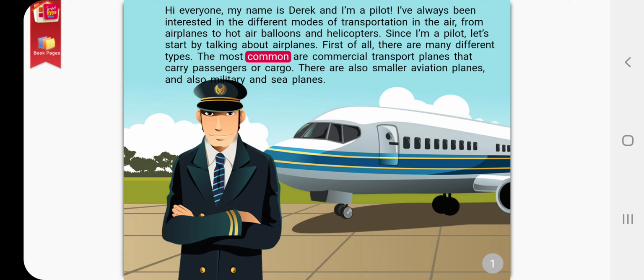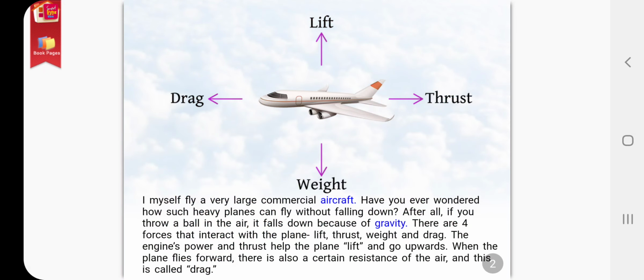The most common are commercial transport planes that carry passengers or cargo. There are also smaller aviation planes, and also military and seaplanes. I myself fly a very large commercial aircraft. Have you ever wondered how such heavy planes can fly without falling down?